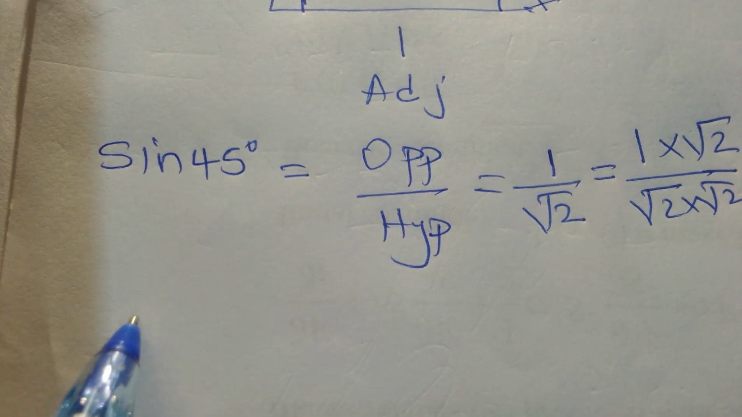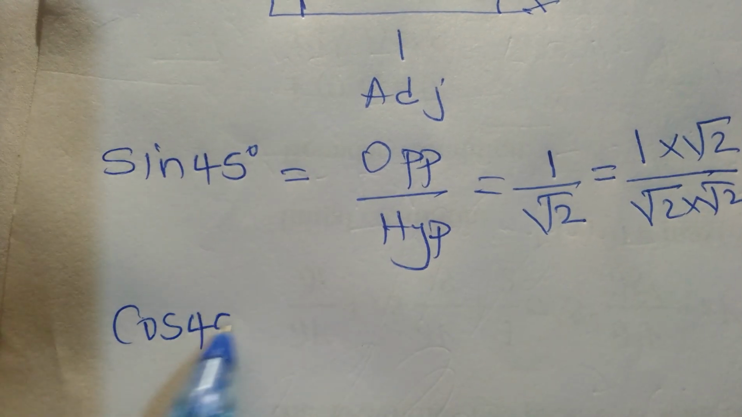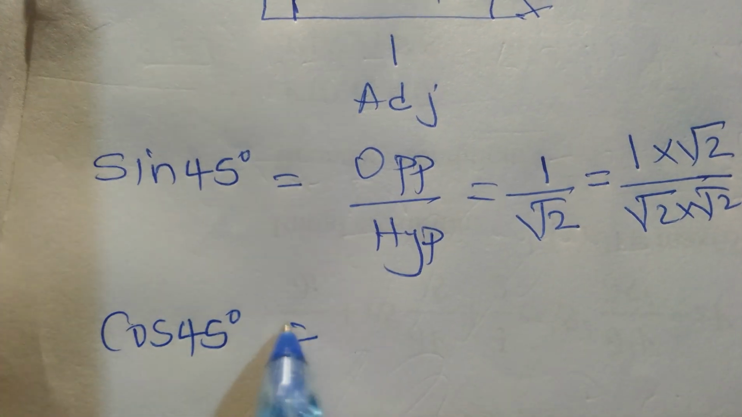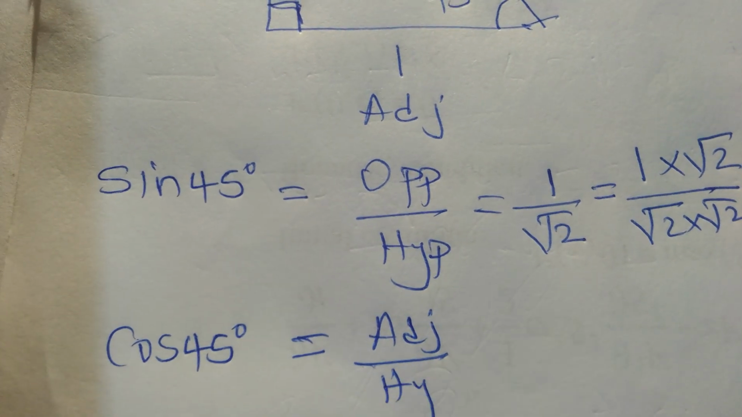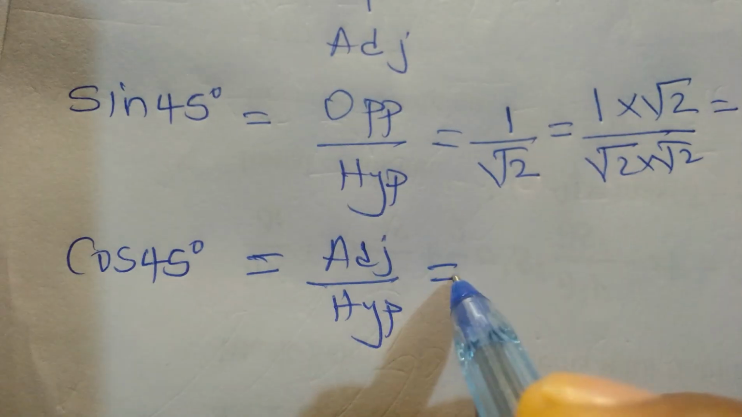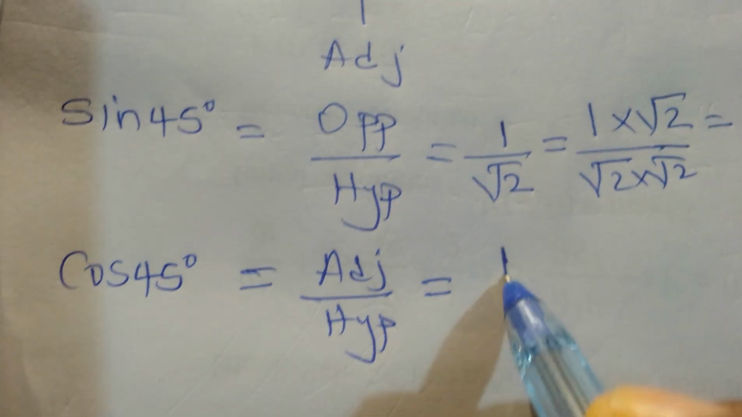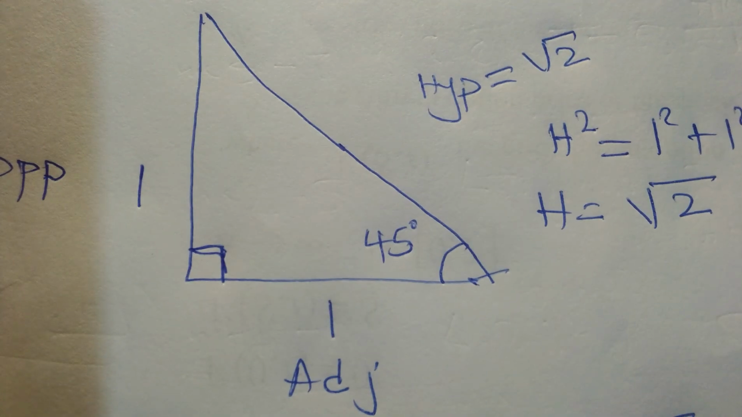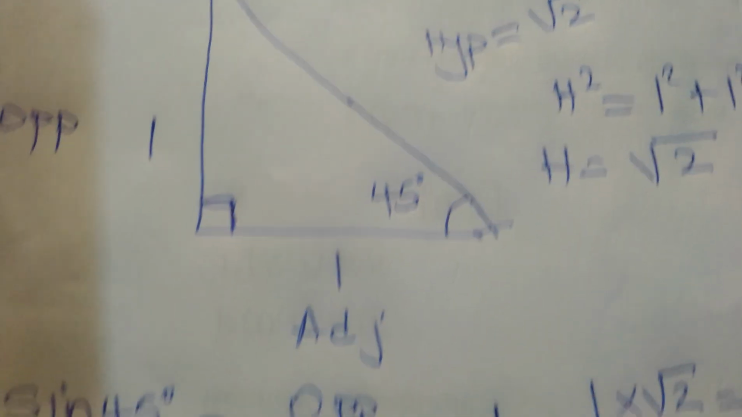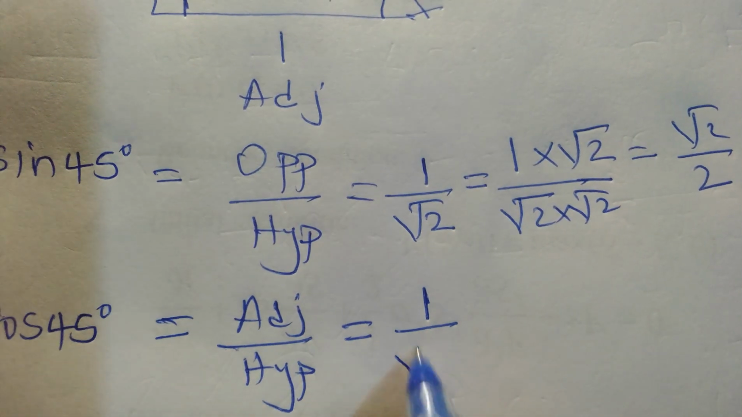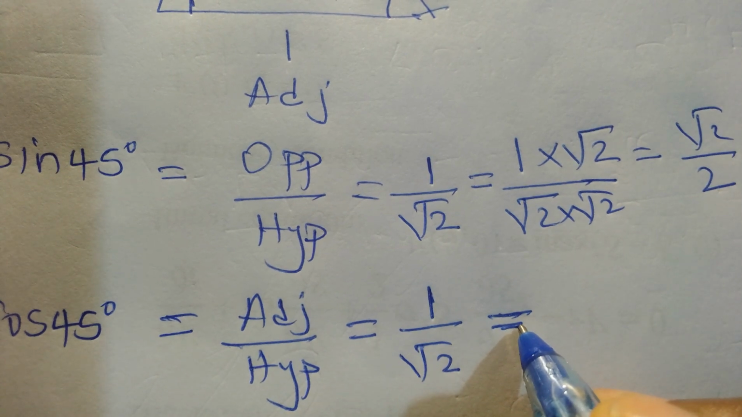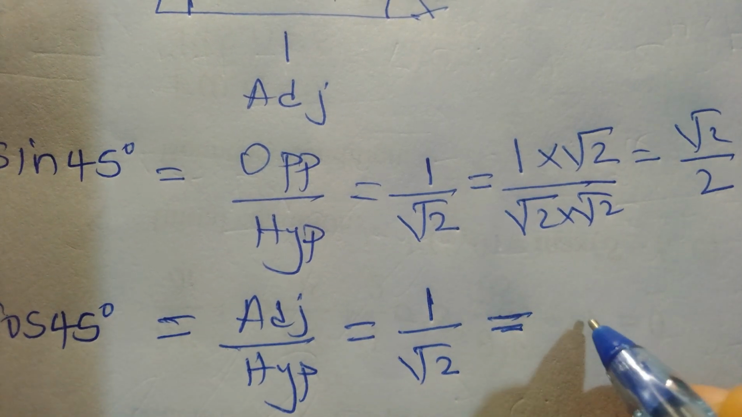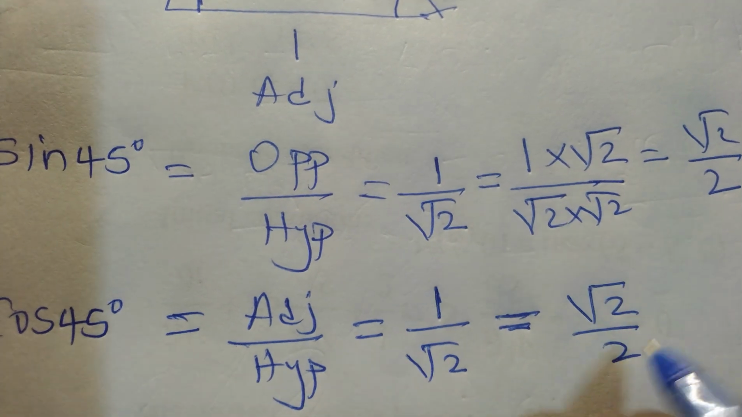Then we move on to cosine 45 degrees, which is adjacent over hypotenuse. The adjacent side from the diagram is 1. The hypotenuse side is root 2. So that will be 1 over root 2. Just the way we obtained the one for sine 45 degrees, we also obtain root 2 over 2.